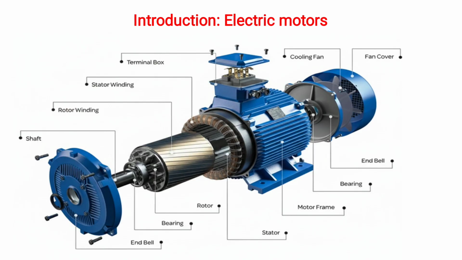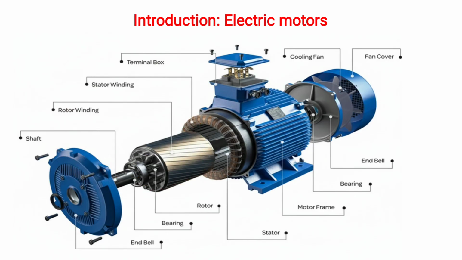You can see here is a terminal box, okay? And the next part is the stator winding. Here is the stator winding and this is the rotor winding, and this one is the shaft, okay? This is the bearing, and this one is the rotor. This part is of the rotor, okay?